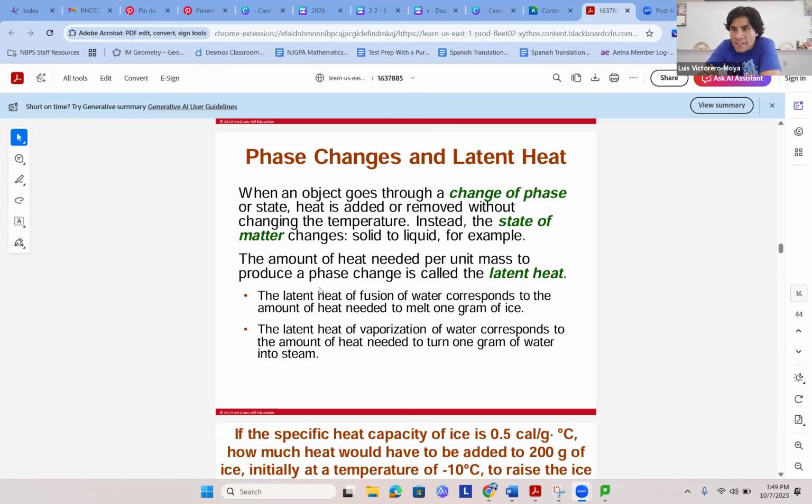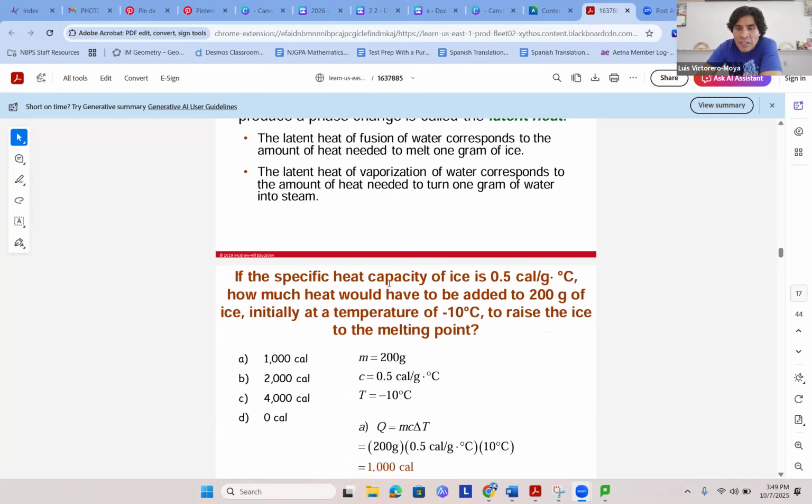So that's basically a phase change, or change of state: solid to liquid, liquid to gas, and also the other way around. If you are increasing the energy, you are melting ice and then evaporating water. But if you are solidifying water, which happens in winter, you are releasing energy, and that is quantified by the decrease of temperature.